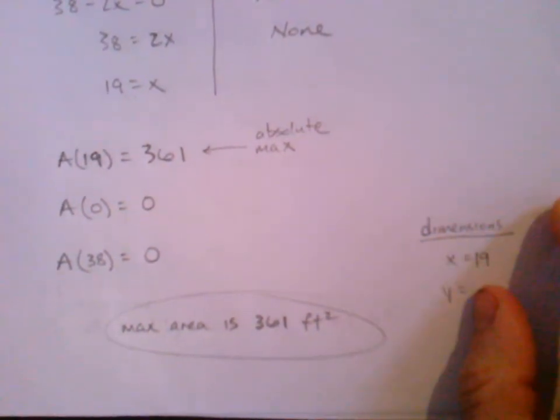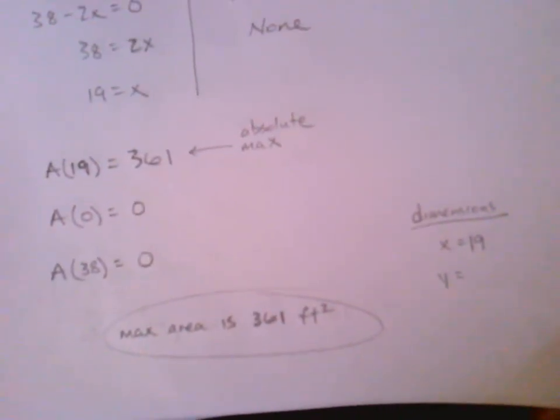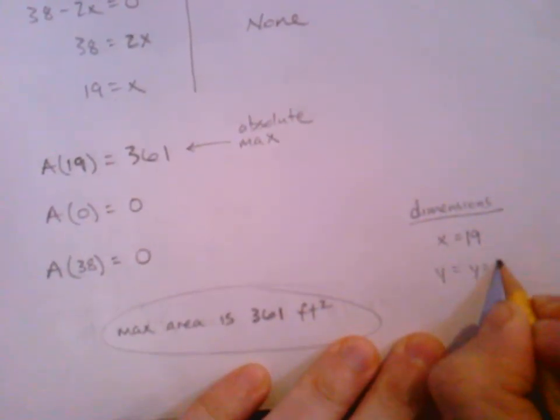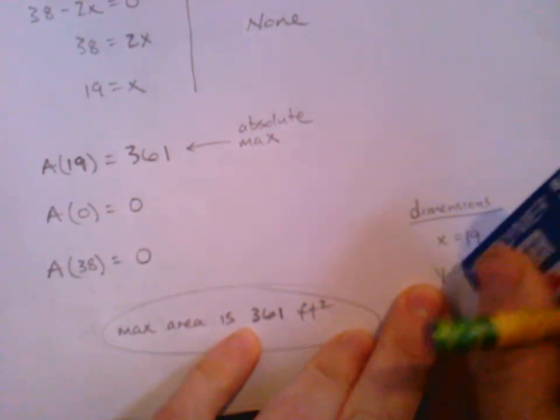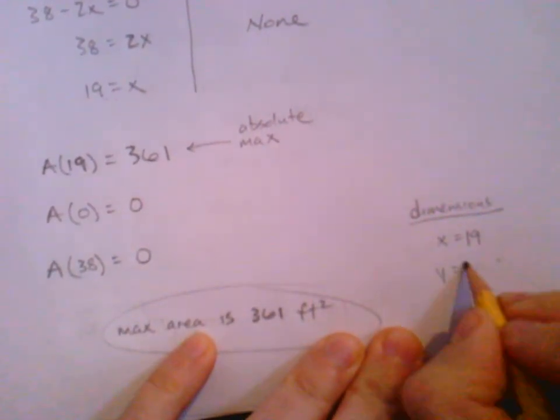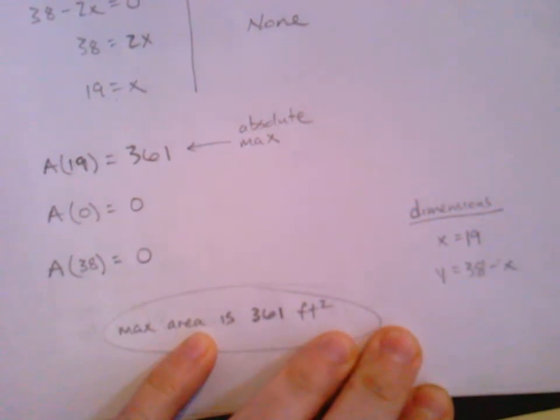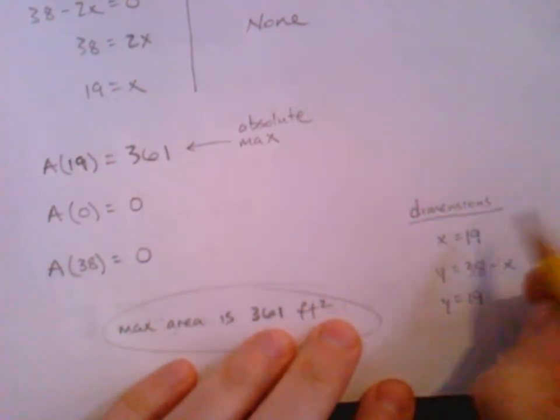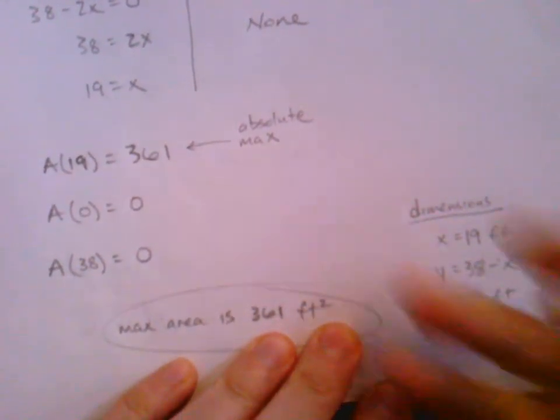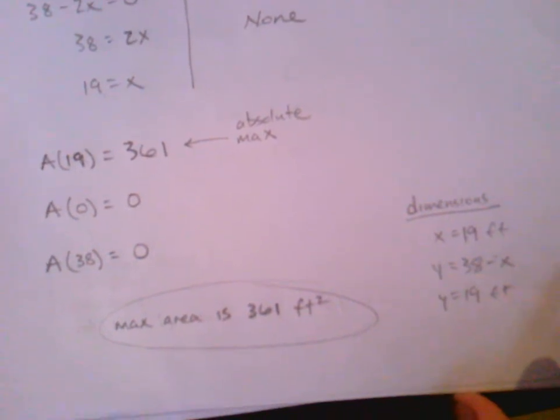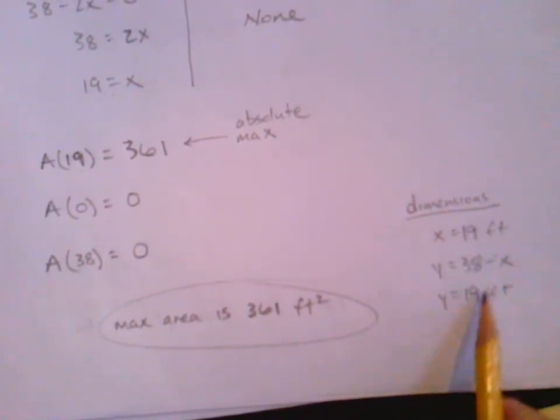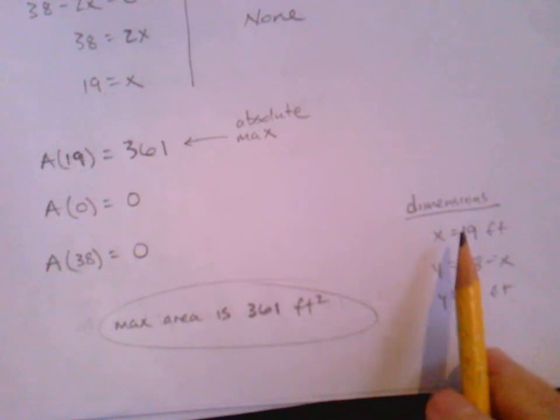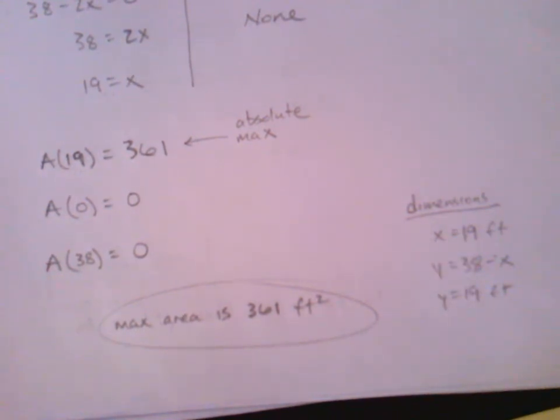Well, if you recall, I have to go back to my other page. What did we have? y equals 38 minus x. We had that earlier in the problem. So, well, x is 19, then y is going to be 19 also. Turns out, to produce the maximum area, you actually want a 19 by 19 square. So those would be the dimensions. But that gives you the area itself, 361.